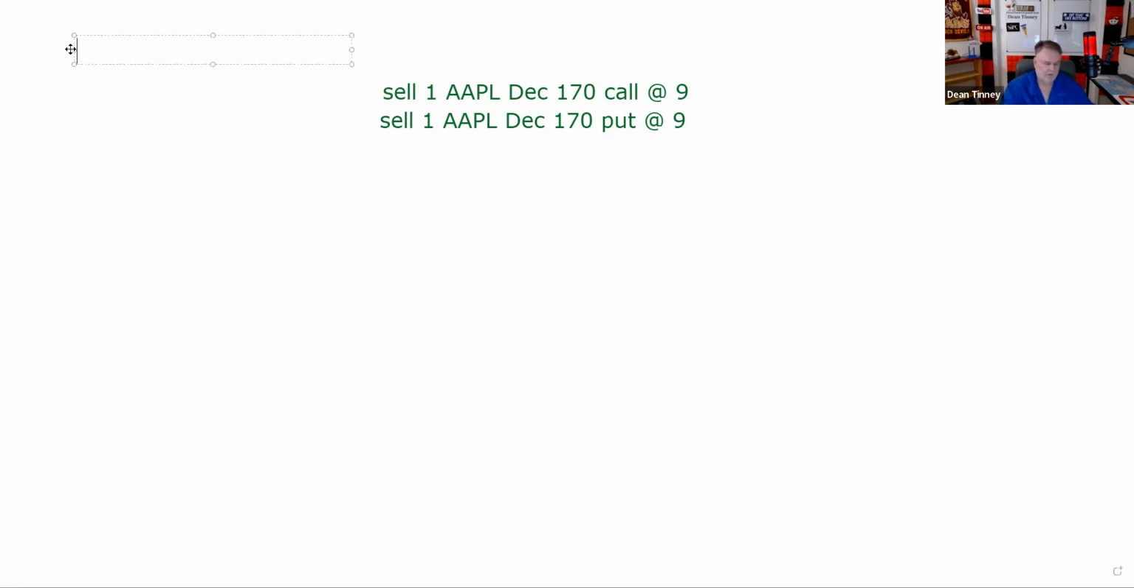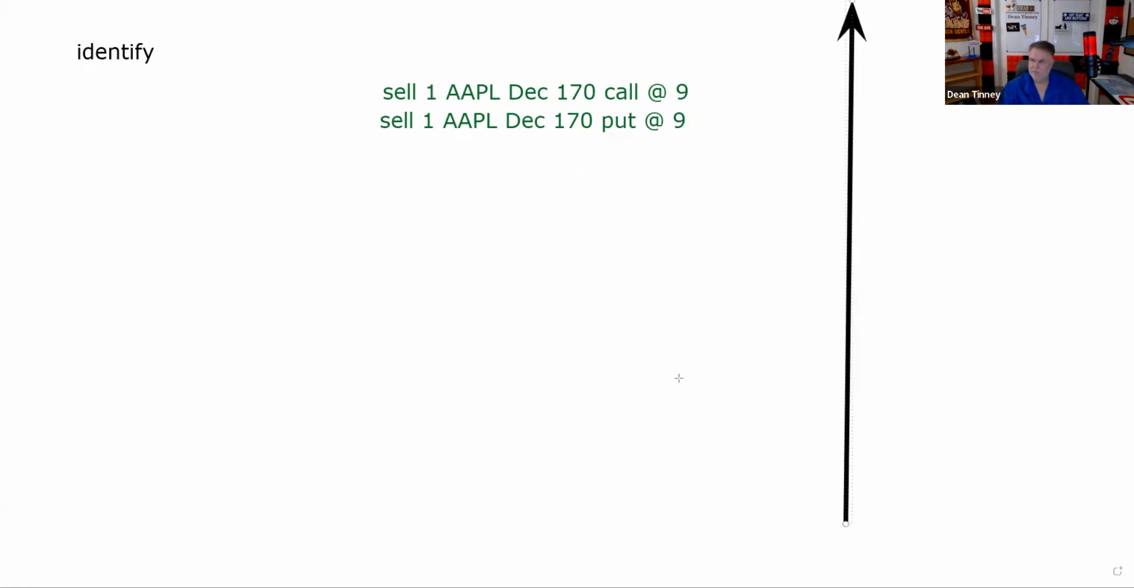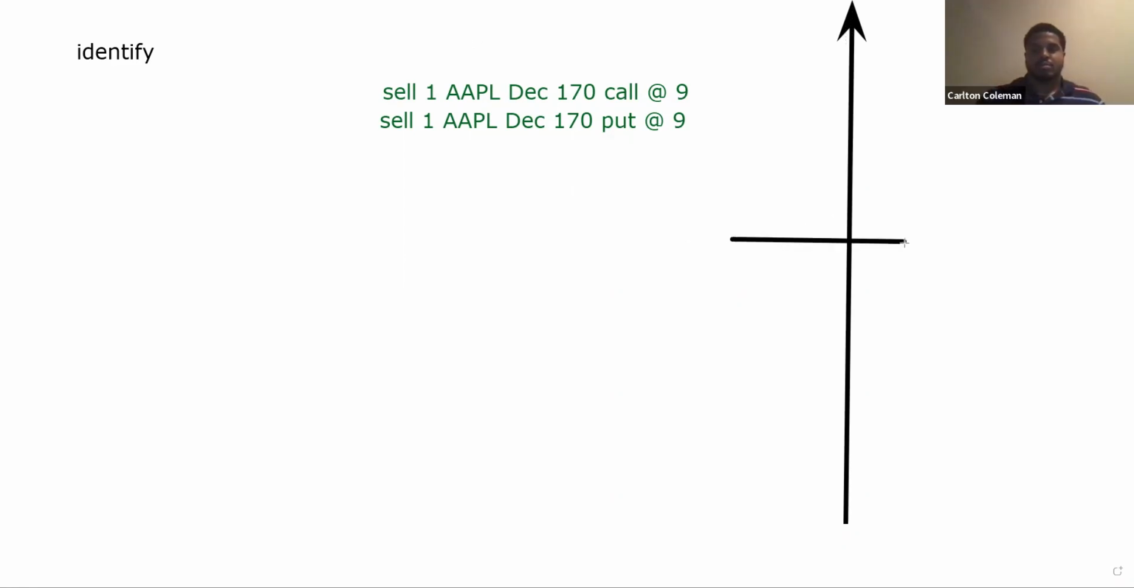Now, by the way, there are straddles with different strike prices, and those are called combinations. You wouldn't do anything differently. So if this was an Apple 170 call and a 165 put, you would do everything the same way. So we've identified it. So, again, here's our market price of Apple. The Apple can go from 0 to infinity. And again, we're straddling the strike price. And the strike price we're straddling is 170.